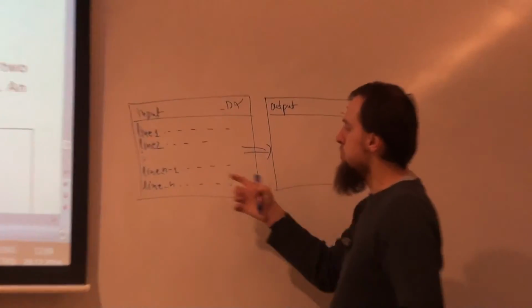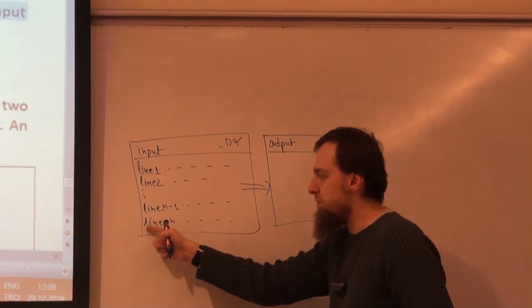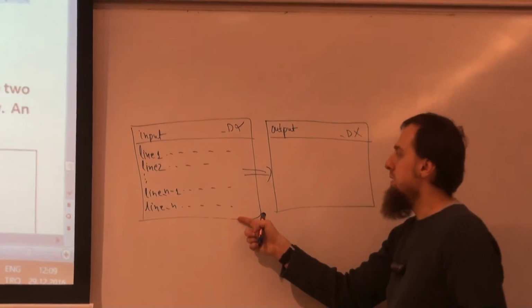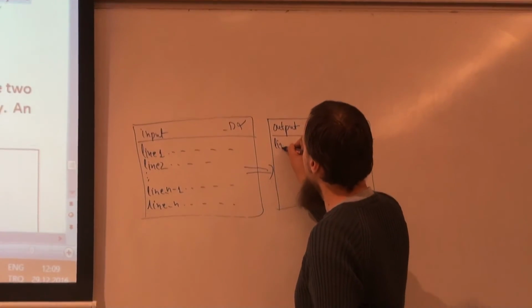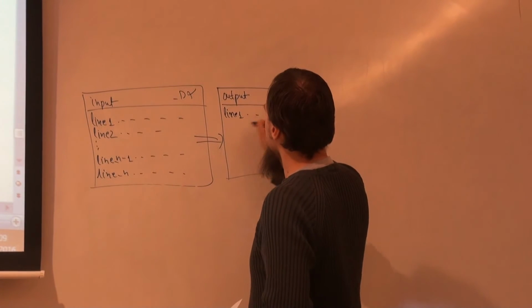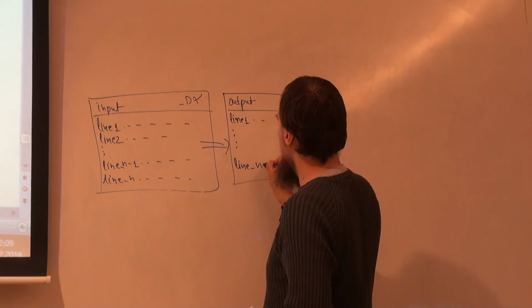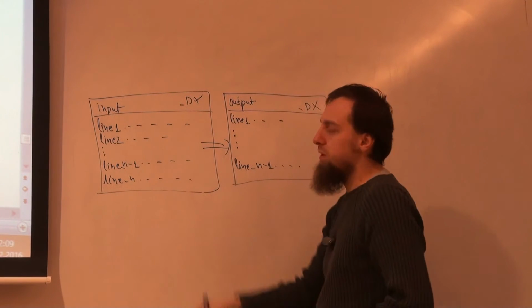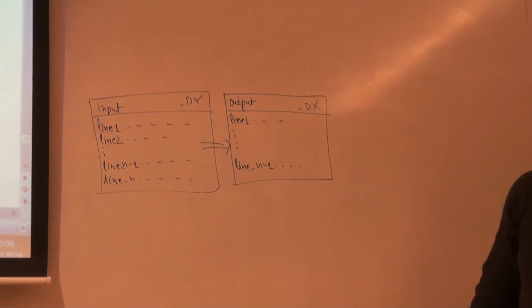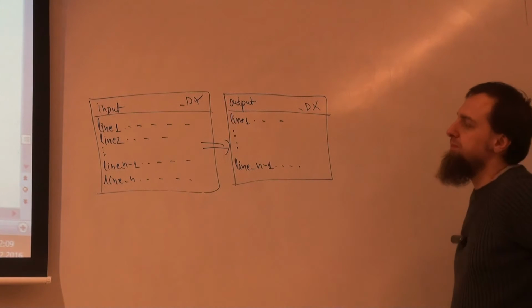We should write all of the lines except for the last line. Okay? So basically we should have here line 1 and everything else up until line n minus 1. We shouldn't write the last line. How are we going to do that?